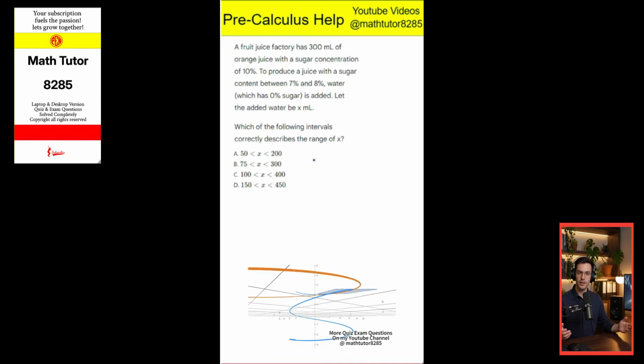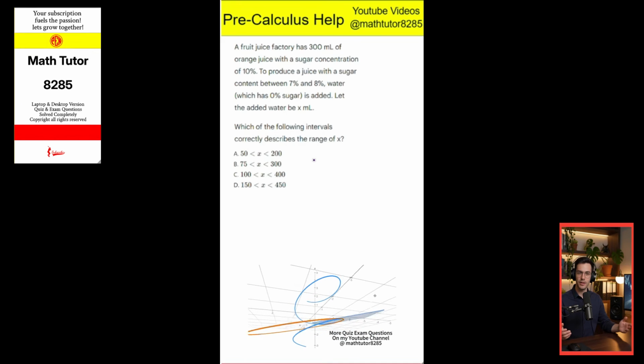A fruit juice factory has 300 milliliters of orange juice with a sugar concentration of 10%. To produce a juice with sugar content between 7% and 8%, water, which has 0% sugar, is added. Let the added water be x milliliters. Which of the following intervals correctly describes the range of x?